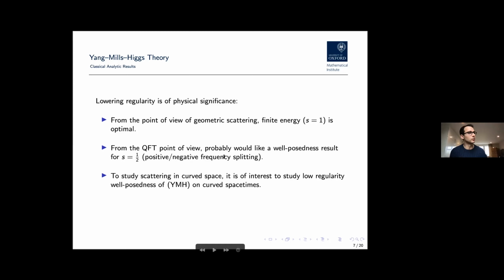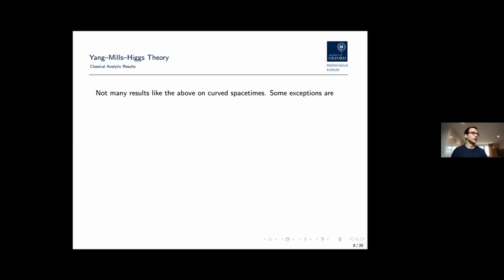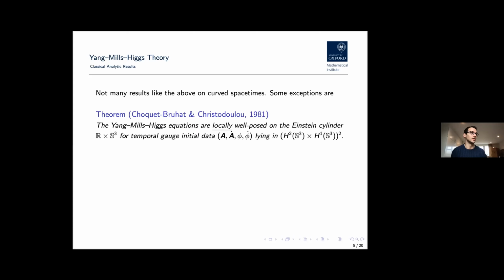What is more, we would like to do that on curved space as well, if we would like to study scattering on curved spacetimes. So alas, there are not that many results on curved spacetimes about this, although there are some notable exceptions. These are a theorem by Choquet-Bruhat and Christodoulou, which was published at the same time as Eardley and Moncrief's results that I mentioned earlier. These show that the Yang-Mills-Higgs equations are locally well posed on the Einstein cylinder for data lying in H2 cross H1.